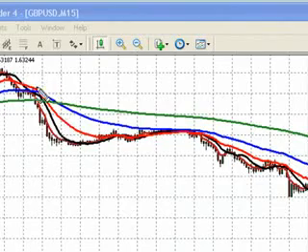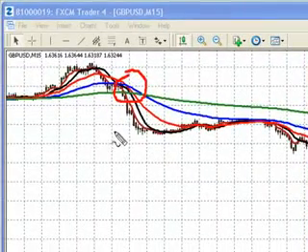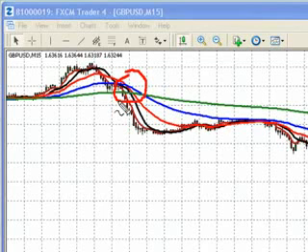Well, look, over here we have a 21/55 cross. It looks like it happened yesterday or so. Nice, 21/55 cross to the downside. The 21 is below the 55. Technically speaking, the market is down. Fantastic. So what do I do with this information? Well, ideally now, what I try to do is line up price action in the same direction as the market. So the market's down, so I'm looking for reasons to short.